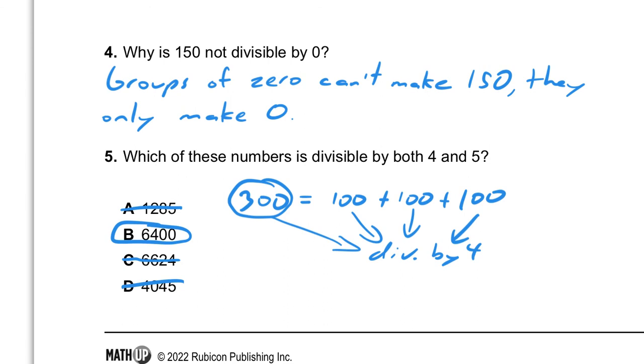That means that any number of groups of 100 are going to be divisible by 4, even if we have here 64 groups of 100, right? 64 hundreds. Knowing that, we know that it should be divisible by 4. We already know it's divisible by 5, so that is the correct answer.